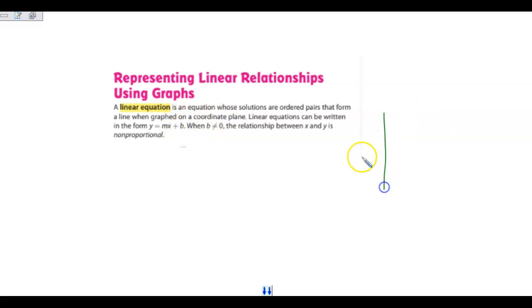So when you have a graph where the line crosses the y-axis, that is your y-intercept, or your b. And so if b is 0, then it would be at the origin, and that would be a proportional relationship. Non-proportional, however, would be anywhere but the origin. Okay?